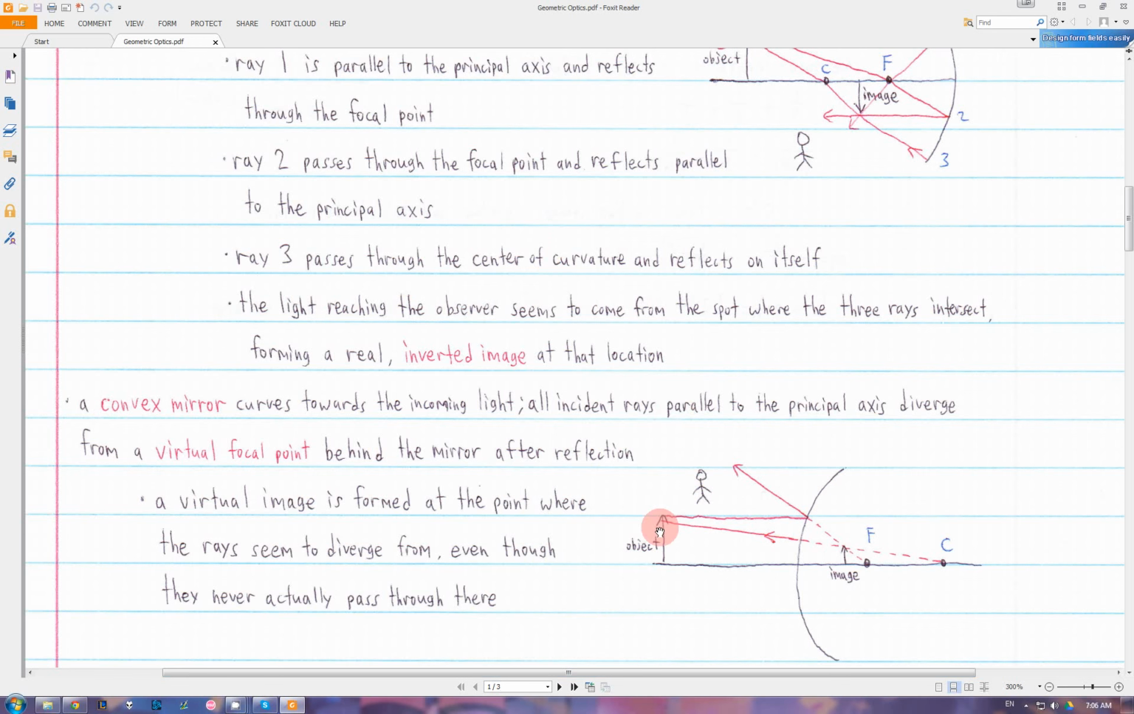Well, it's the same thing. If it looks like it's going to the center of curvature, then it's going to reflect back on itself. And the fourth ray is the same. If it hits the mirror at the vertex, at its center, it's going to be reflected back at the same angle that it hits, due to the law of reflection. So again, a convex mirror is always going to form a virtual image, because the rays are only going to appear to diverge from that point. They're not actually going to pass through there.